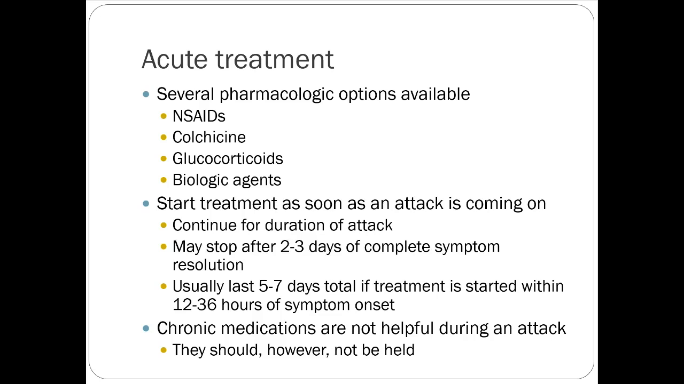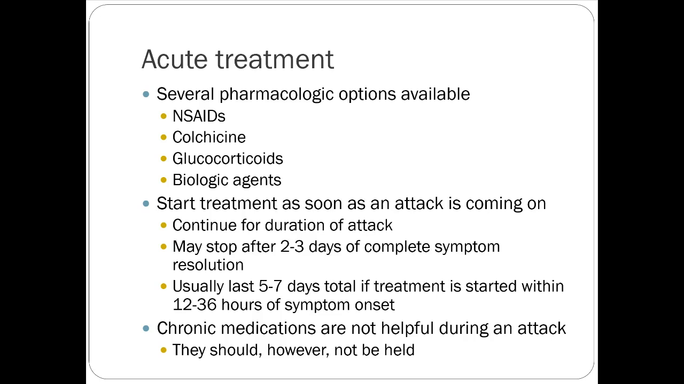Acute treatment. NSAIDs are still a very viable method for this. And then there are a couple other things we can try. Colchicine and steroids would be the two second lines. Finally, there are some biologic agents available for this too, and some preventative medications we can take as well.